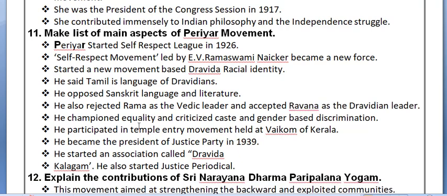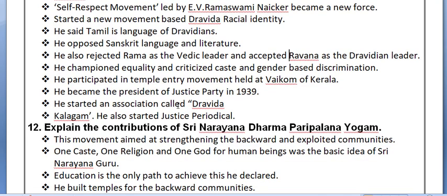He championed equality and criticized caste and gender-based discrimination. He participated in the temple entry movement held at Vaikom of Kerala. He became the president of the Justice Party in 1939. He started an association called Dravida Kazhagam, and he also started the Justice periodical.